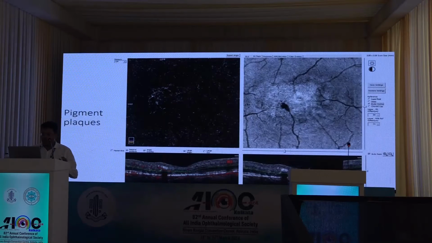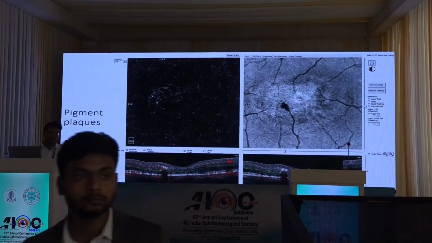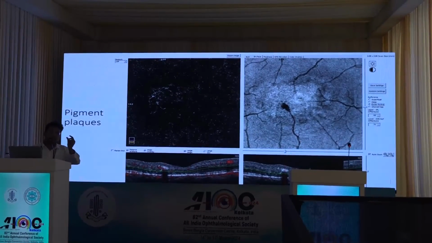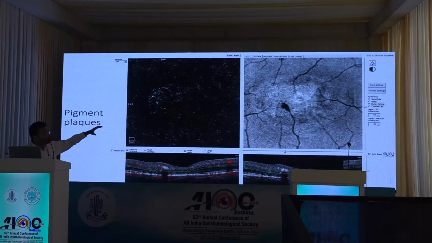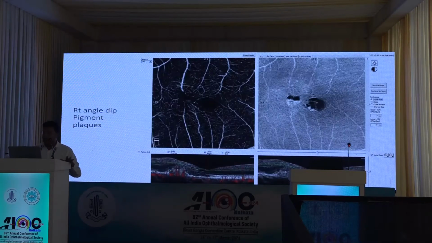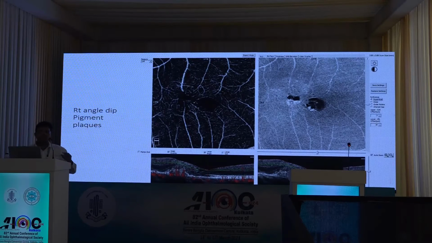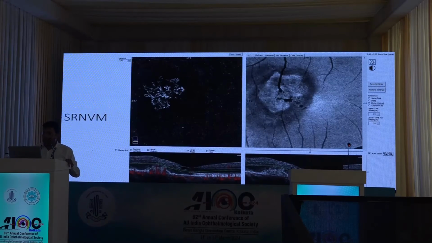on the OCT angiography. Now pigment plaques, which are seen in stage 4 of the disease, are a non-vascular entity, so you cannot see those pigment plaques on the OCT angiography images, but you can see them in the en-face OCT images. Now the right angle dipping: you can see this dilated right-angled vessel which is dipping inside the retina. That is a very characteristic feature of macular telangiectasia stage 3, and you will eventually see that this is in the outer retinal slab.